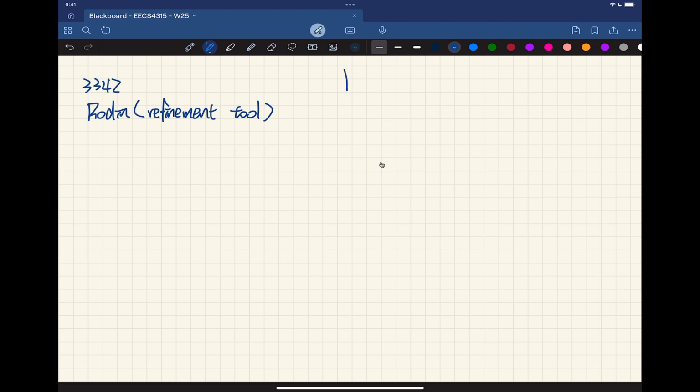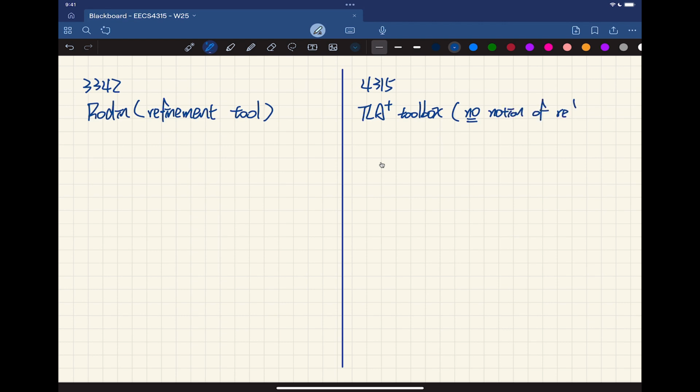And in 4315, the current course, what we got is a TLA+ Toolbox. And it's important to notice, there's no notion of refinement. Once you declare one module there, you cannot say it's declared to be the refinement of another module. You cannot do that. All right? There's no notion of refinements.